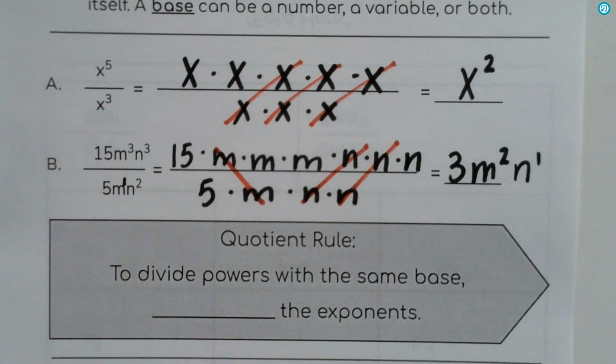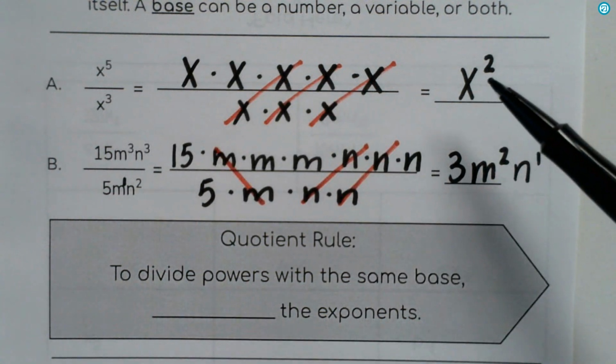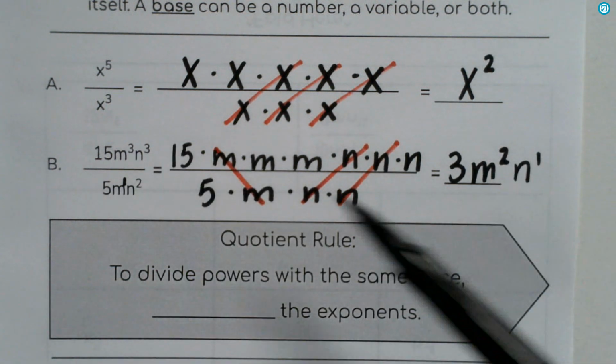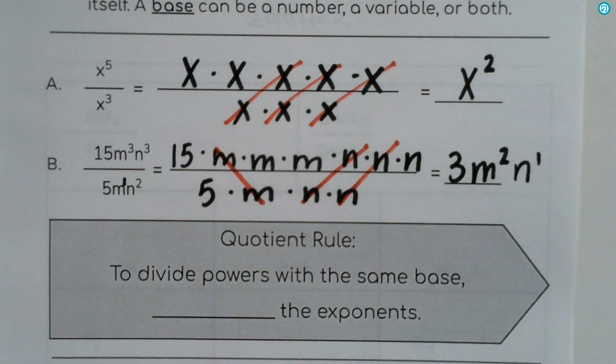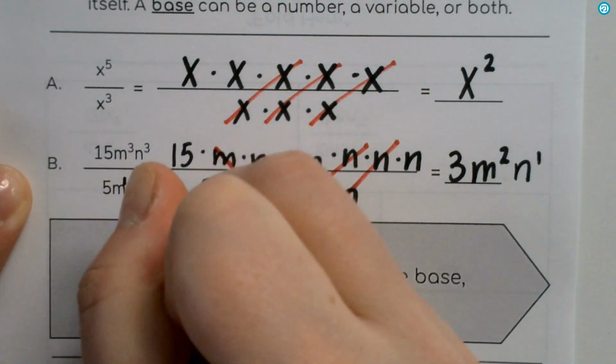With quotients, with division, when we divide powers with the same base, we had 5 and 3, we ended up with 2. For m's, we had 3 and 1, we ended up with 2. 3 and 2, we end up with 1. What operation are we doing with our exponents there? Subtracting. So to divide powers with the same base, we simply subtract the exponents.